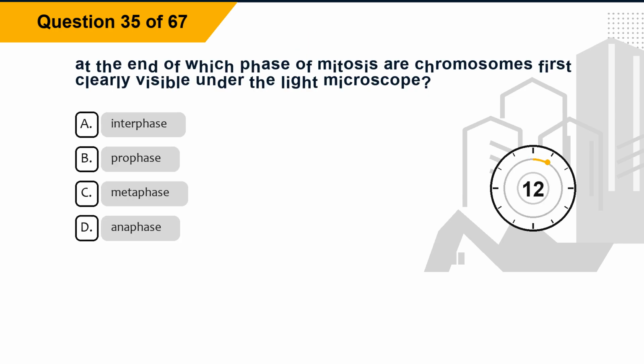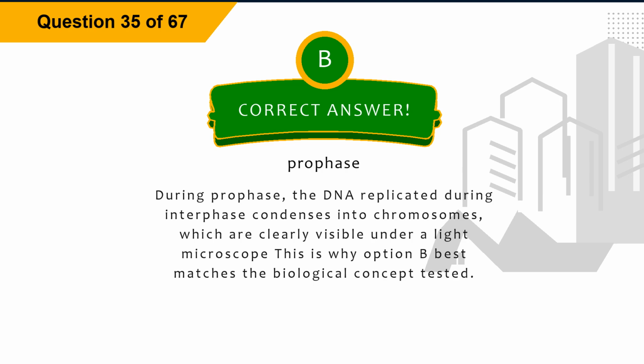Question 35. At the end of which phase of mitosis are chromosomes first clearly visible under the light microscope? Option A, interphase, option B, prophase, option C, metaphase, option D, anaphase. The correct answer is option B, prophase.